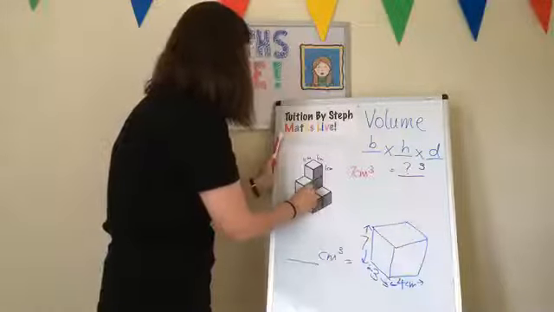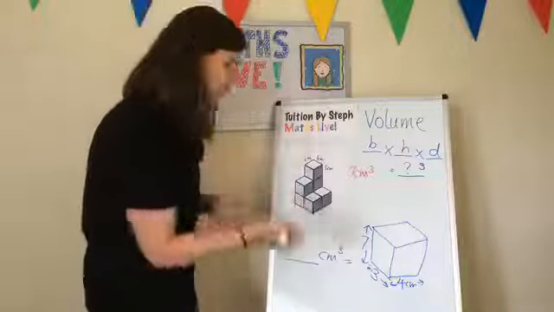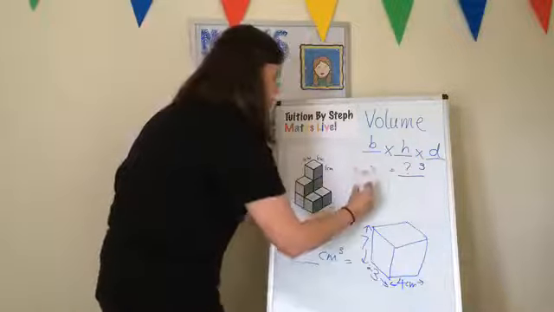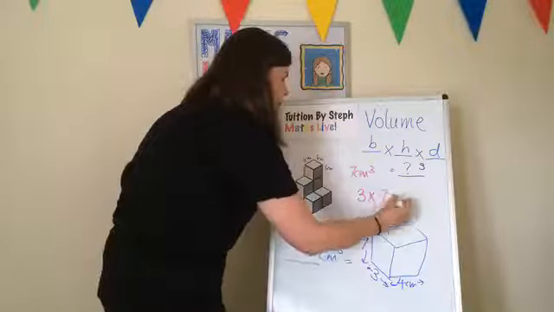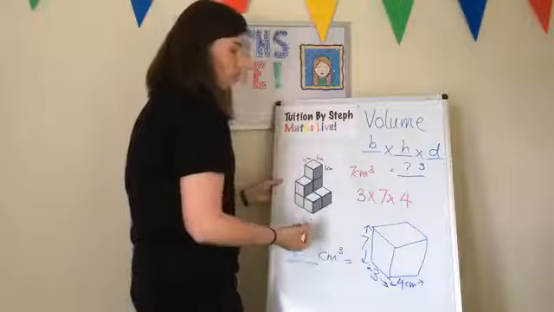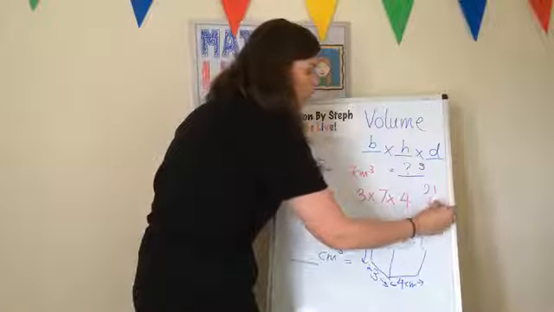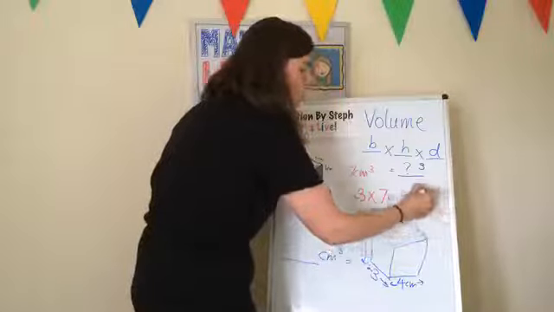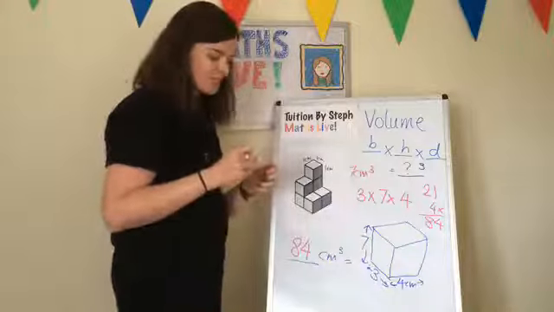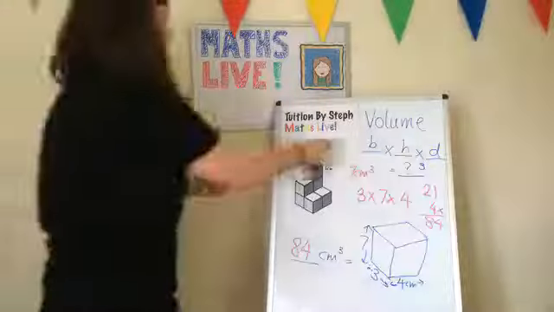So 1, 2, 3, 4, 5, 6, 7. Yeah? With this one, remember, we do base times by height, so 3 times by 7, and then times by the depth, 4. Three sevens are 21, and then you need to do 21 times by 4. So 1 four is 4, and 2 fours are 8, so it's 84 centimetres cubed. Yeah, well done for giving that a go.